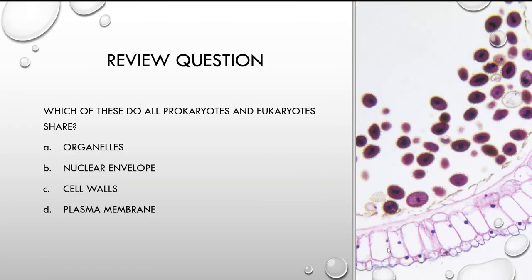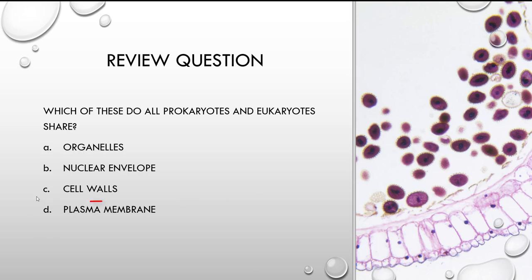So based on that information, which of these do all prokaryotes and eukaryotes share? Is it A, they all have organelles? B, they all have a nuclear envelope? C, they all have cell walls? Or D, they all have a plasma membrane?